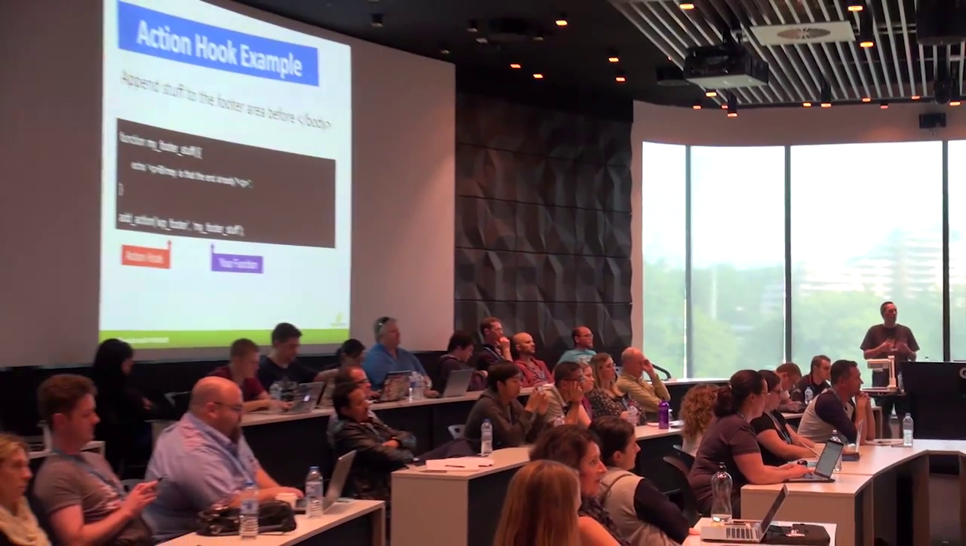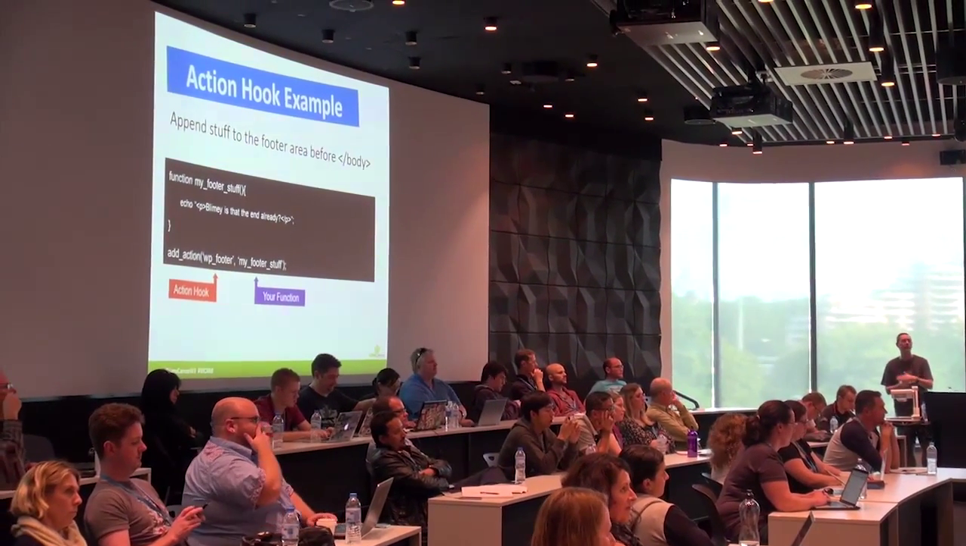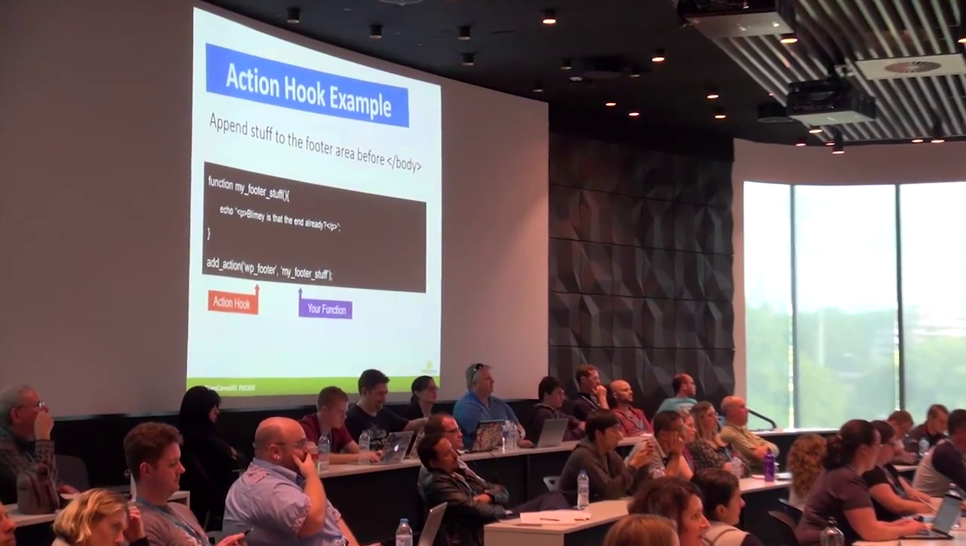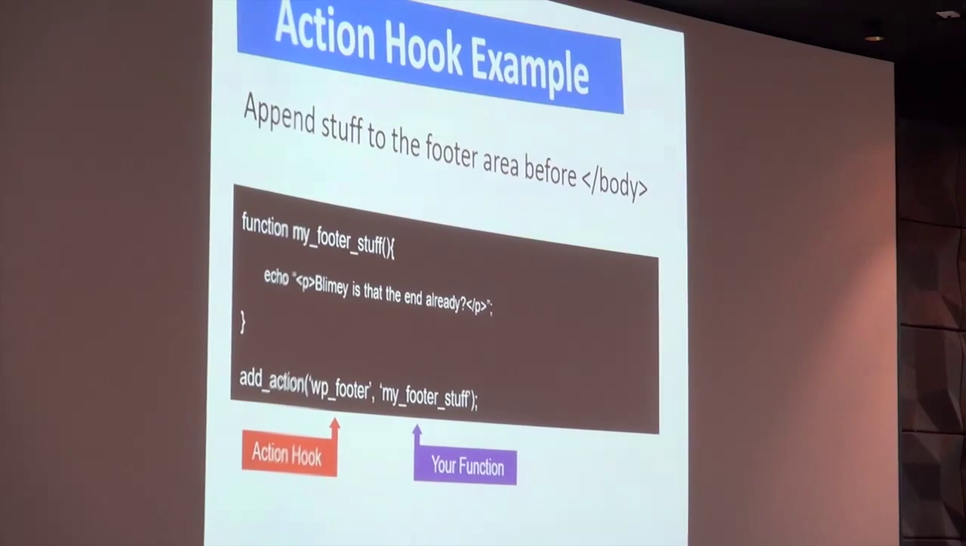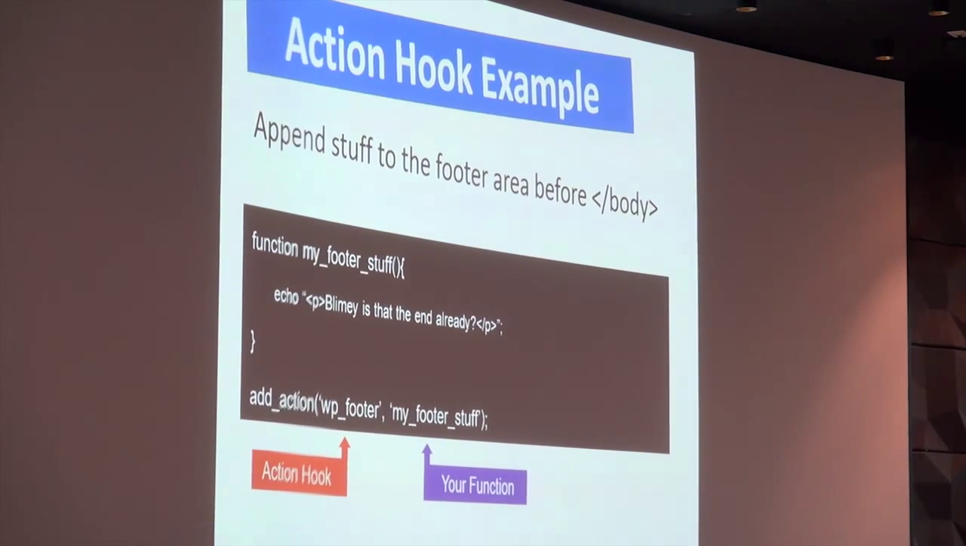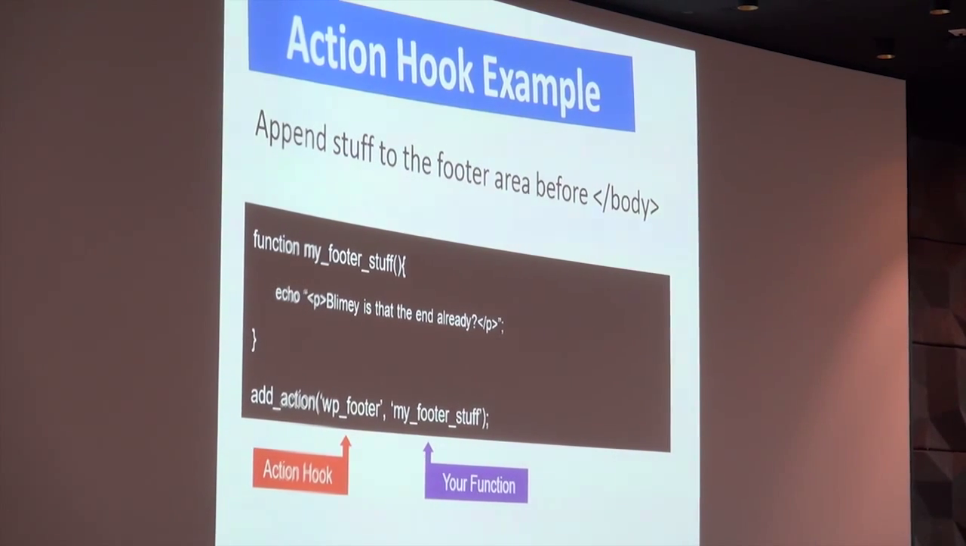So here's an action hook example. Okay. So this basically appends stuff before the end of the body. And the action hook is wp_footer, which is called when WordPress loads in the footer area. And then we're linking that to your function, which is my_footer_stuff. And it's a fairly simple function. It just echoes a bit of text. Okay? So whenever WordPress runs, it spits out the footer, and then you'll see that bit of content at the end of the footer.